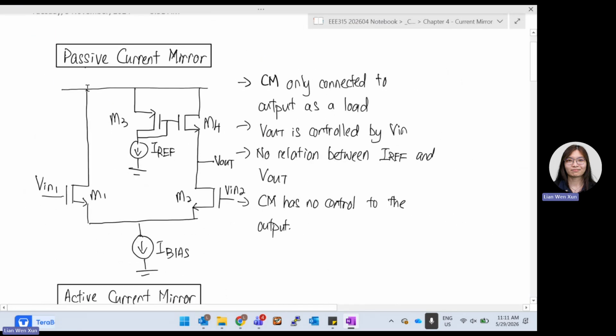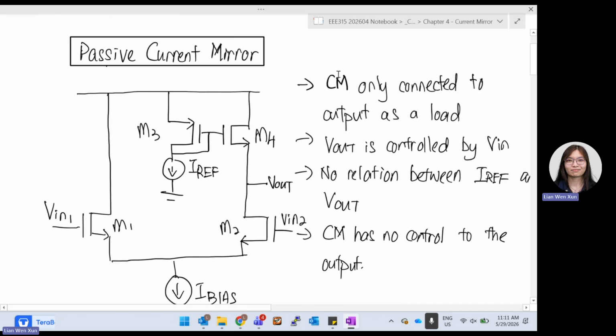Okay, so for passive current mirror, what does it mean by passive? So first point, the current mirror, CM, is current mirror over here. I know it's sometimes confusing with common mode, but CM over here is current mirror. It is connected to the output only as a load. What does a load mean? It is acting more like a resistor instead of helping to bias. Because usually we use current mirror to bias the circuit. But in this case, we are not biasing the circuit, but we use the current mirror as a load on it. So you can see V in 1, V in 2, M1, M2.